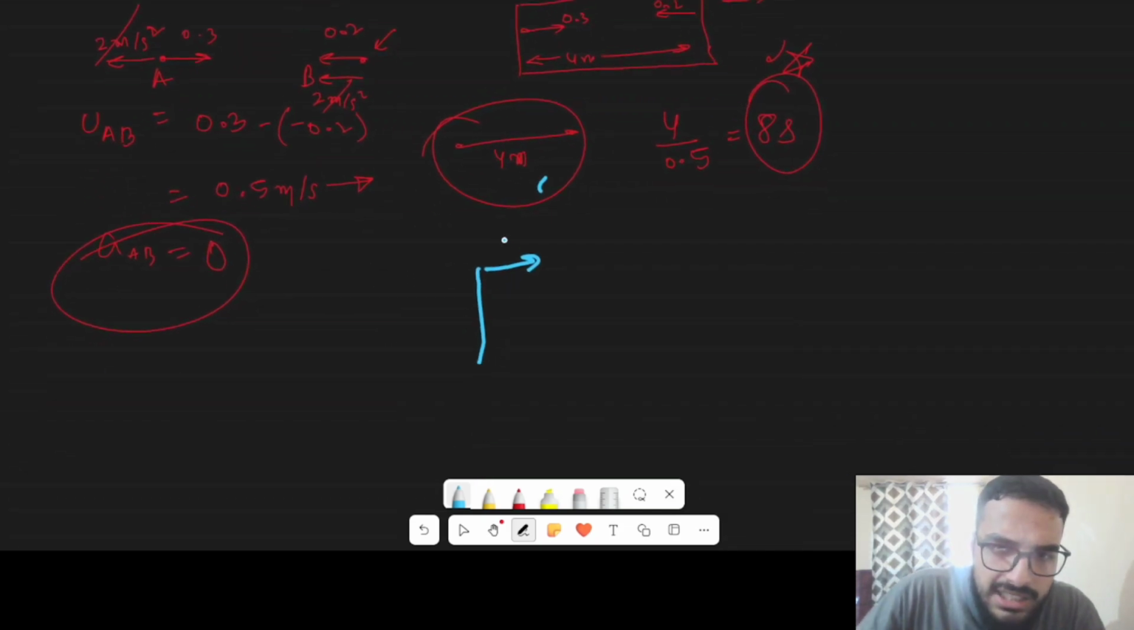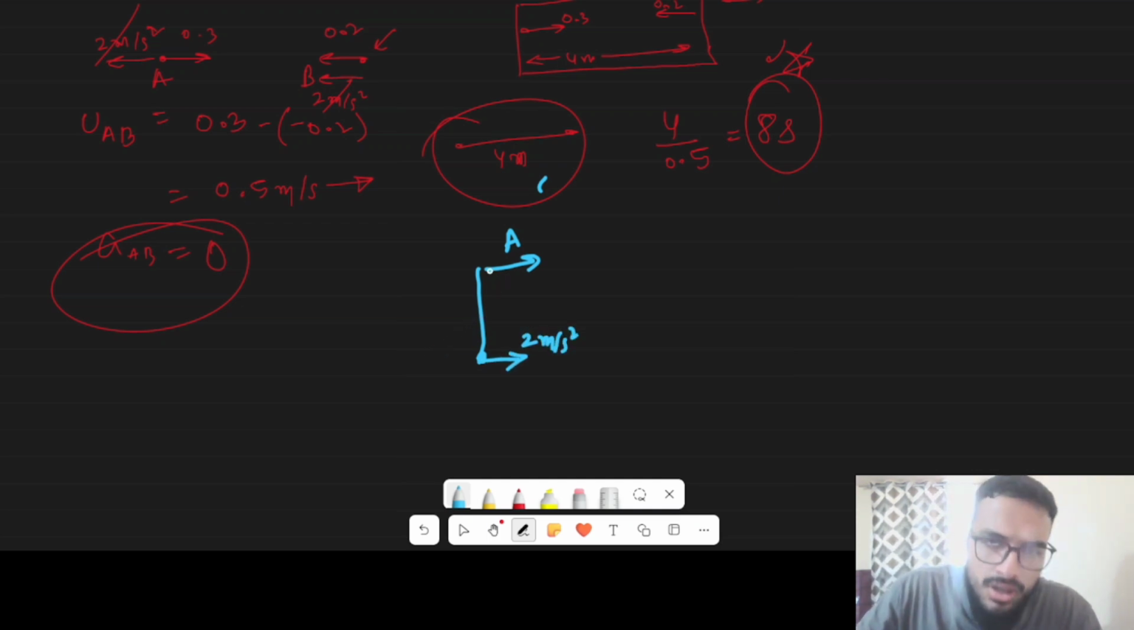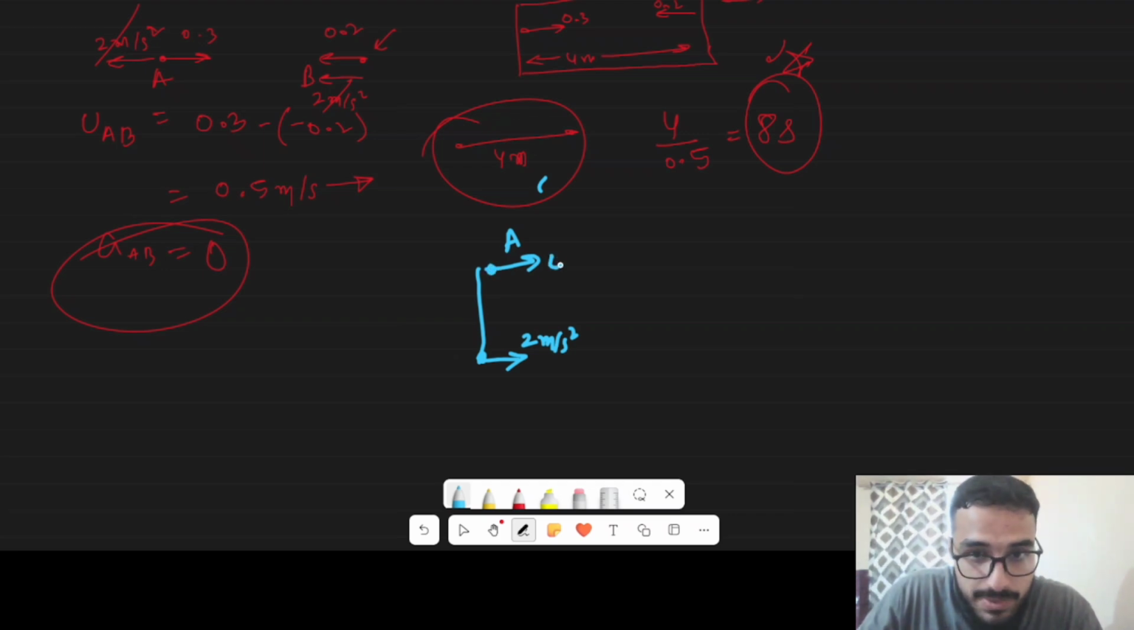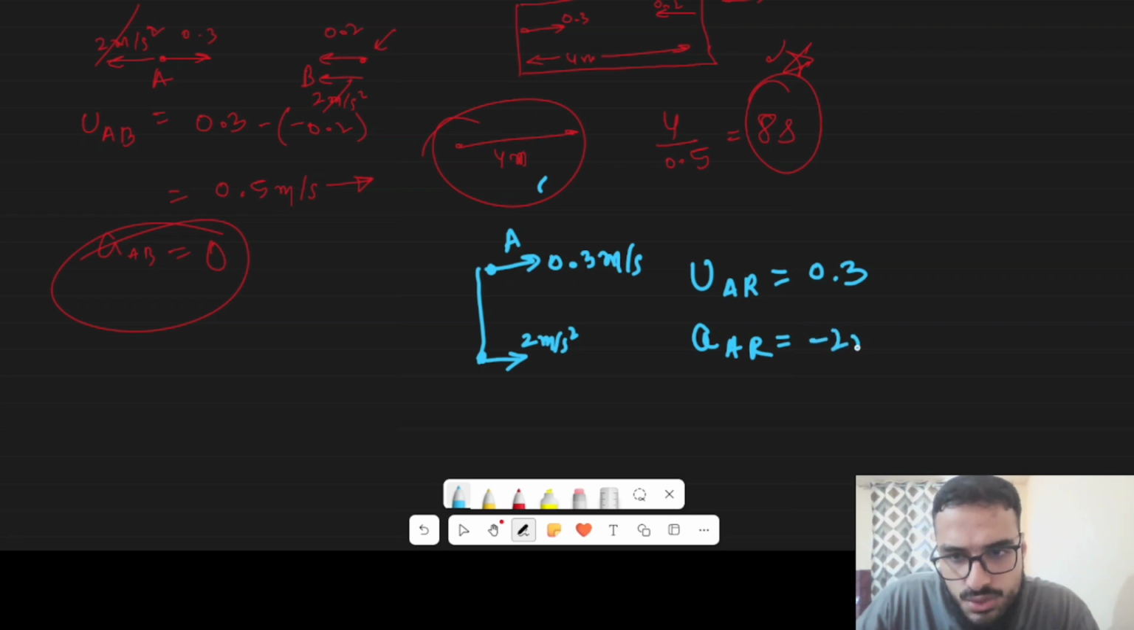So if you see particle A and this wall, what is the acceleration of the wall? You'll say, sir, that is 2 meters per second square. With respect to the wall, what is the velocity of this particle that was given? That is 0.3 meter per second. So can we say the initial velocity of A with respect to rocket is 0.3 only? That is given. What is the acceleration of A with respect to rocket? That is 0 minus 2, so minus 2 meter per second square.